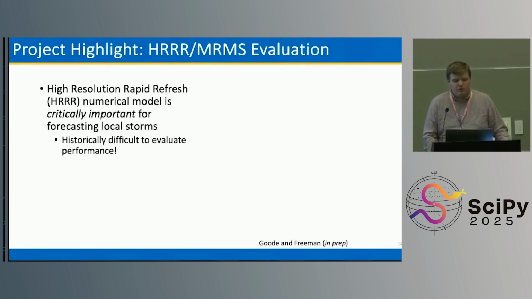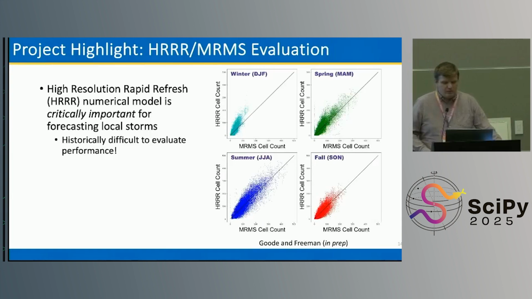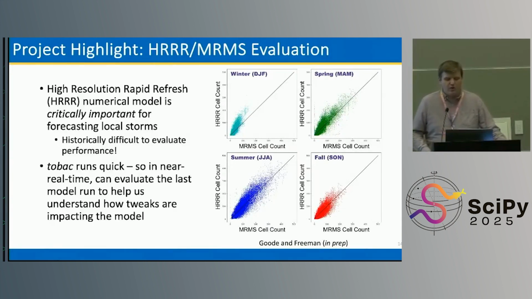The HRRR is one of those models where it's very difficult to evaluate performance. This is actually true of anything at the storm scale. Evaluating things at larger scales is easier. We can do things like z-scores on 850 millibar temperatures or something like that. But evaluating it on the storm scale with metrics that are useful for forecasters is a lot harder. So what my student did was track both the HRRR model output and MRMS, which is a national gridded radar output data set. We can get the two of them on the same grid, and we can track both of them with tobac because tobac runs so quickly.